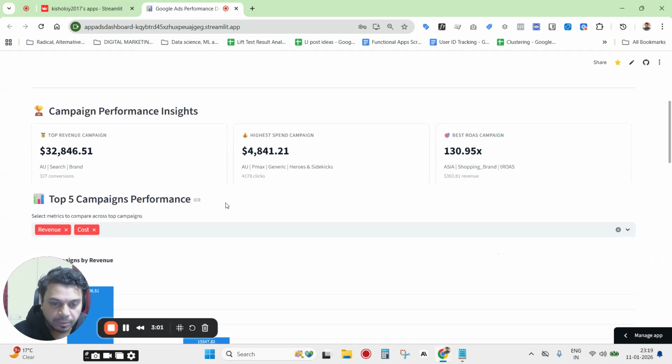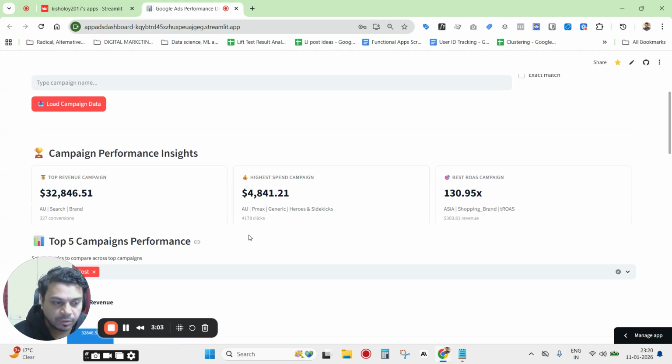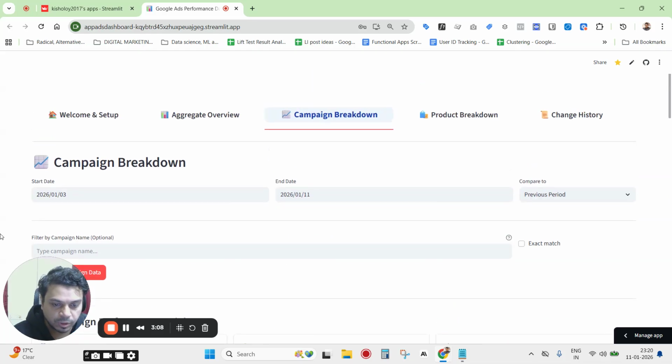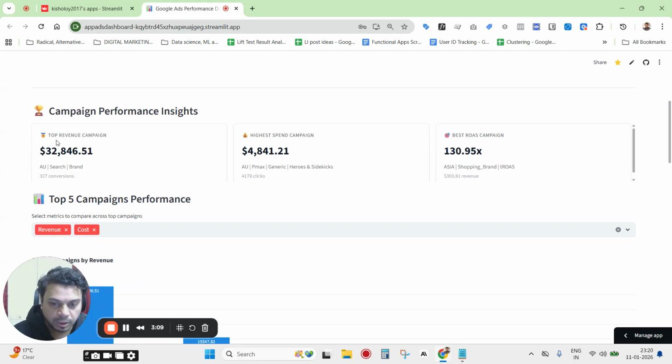Now this is the campaign performance insight. This is given no matter what your choice is, for the entire period that you have chosen. It shows the overall insight: the top campaign in terms of revenue, the top campaign in terms of spend, and the top campaign in terms of ROAS. These three are given to you in numbers, and you can get an idea. Therefore, it becomes a sort of benchmark for evaluating the rest.